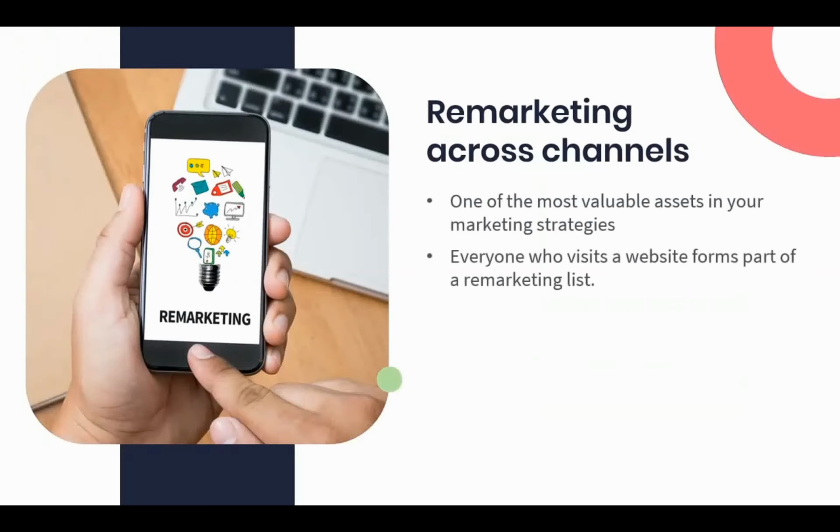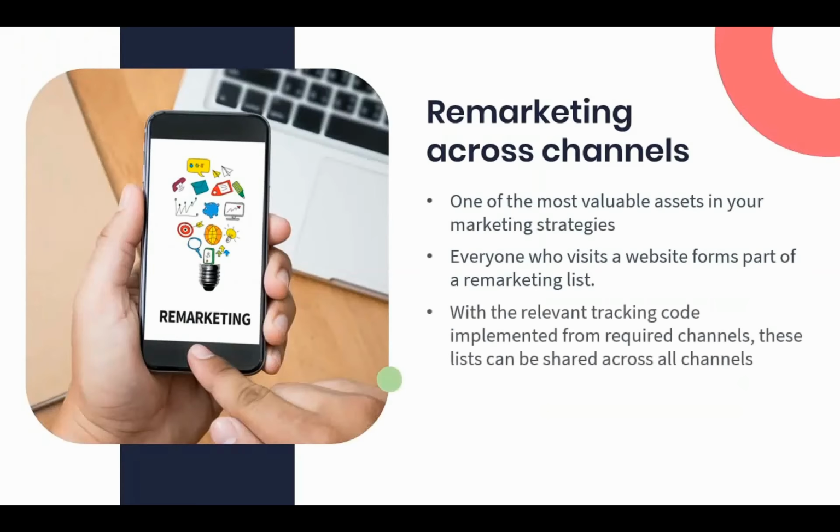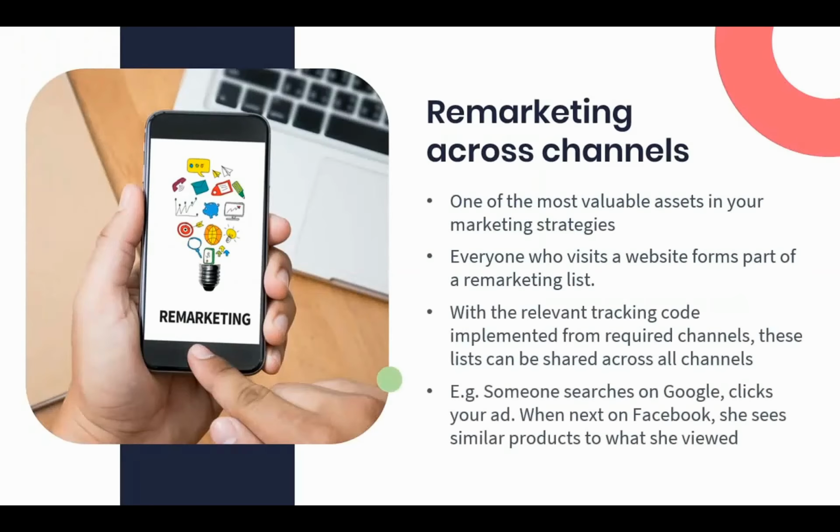Everyone who visits a website forms part of a remarketing list, as we have covered previously. With the relevant tracking code implemented from the required channels, these lists can actually then be shared across all channels. For example, if someone searches on Google and then clicks your ad, when next on Facebook, she would see perhaps similar products to what she viewed. All of this is possible if you have your pixels and tracking in place.